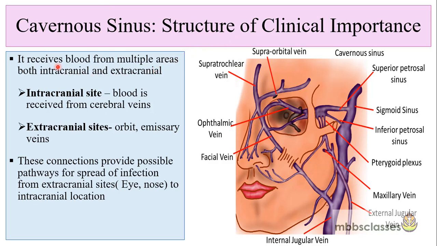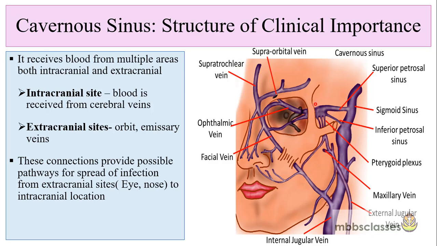The reason is it receives blood from multiple areas, both intracranial and extracranial. Intracranially, it receives from the cerebral veins, and extracranially from the orbit and the emissary veins. In this picture, this is the cavernous sinus, this is the orbit, and this is the ophthalmic vein. This is the superior ophthalmic vein, this is the inferior ophthalmic vein. These are passing through the superior orbital fissure. Then again, these are the two sinuses, superior petrosal and inferior petrosal. They communicate with the sigmoid sinus and ultimately drain into the internal jugular vein.